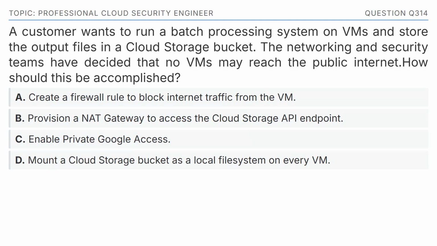A customer wants to run a batch processing system on VMs and store the output files in a cloud storage bucket. The networking and security teams have decided that no VMs may reach the public internet. How should this be accomplished? The options are: Option A, create a firewall rule to block internet traffic from the VM. Option B, provision a NAT gateway to access the cloud storage API endpoint. Option C, enable private Google access. Option D, mount a cloud storage bucket as a local file system on every VM.